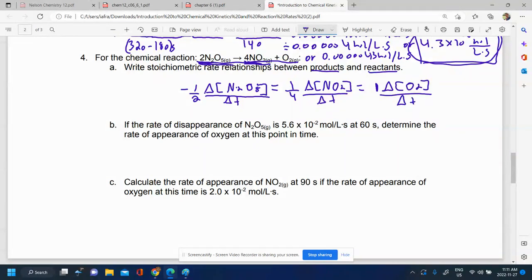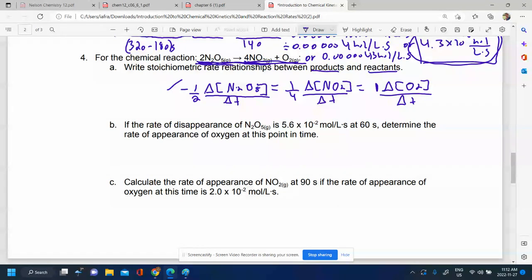So what this essentially means is that the O2 is produced at 1/4 of the rate of the NO2. And it also means the O2 is produced at half the rate that the N2O5 is consumed at. And you can compare various components that way. So we wrote our rate relationships here for that particular equation. That was our first step, and that's based on stoichiometric coefficients.